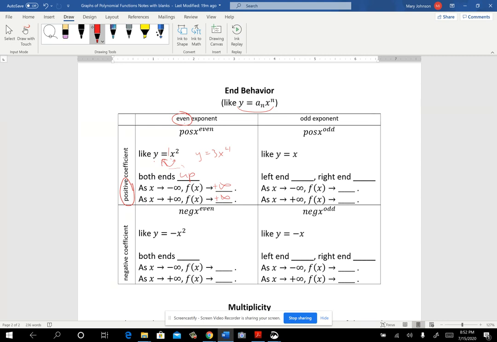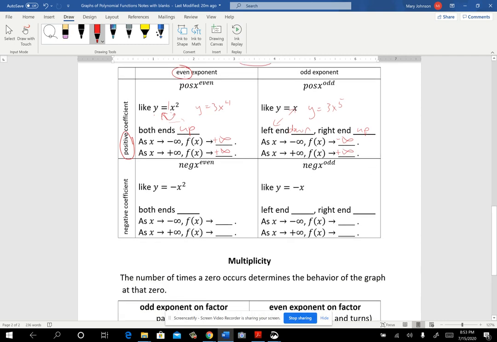If it's positive x to an odd power, that would be like y equals x, or y equals 3x to the fifth. Think about what y equals x does. It's just a line that looks like that. So the left end is down and the right end is up. As x goes towards negative infinity, f of x goes down towards negative infinity. As x goes to positive infinity, f of x goes up towards positive infinity.